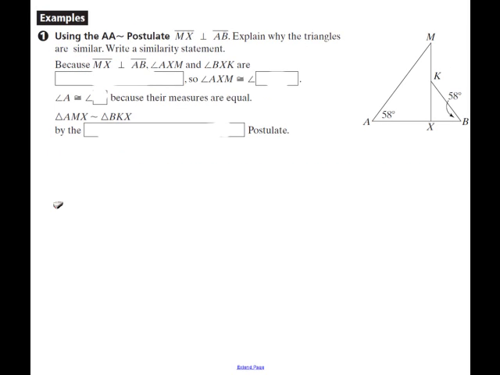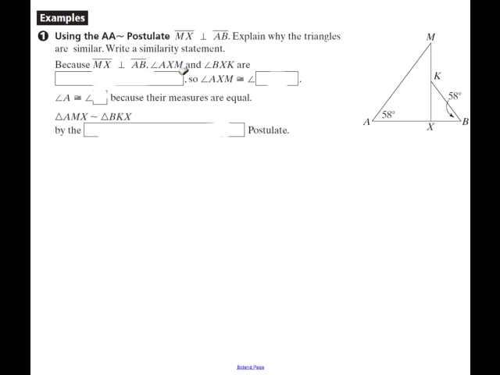The first example, we're using the angle-angle similarity postulate. They give us a figure over here, and they tell us that MX is perpendicular to AB. So that's good, because then we know that these two angles, MXA and KXB, are going to be 90 degrees. Right? So if these two angles in here are 90 degrees, they also tell us that 58 and 58, so we've got two angles in there.